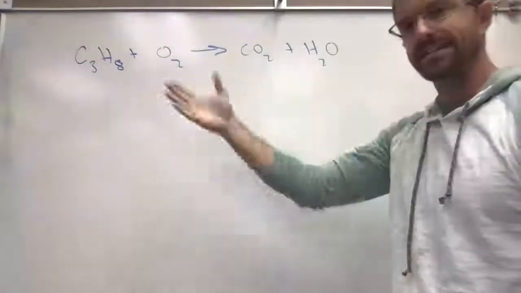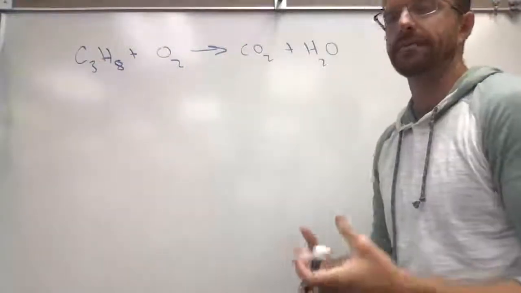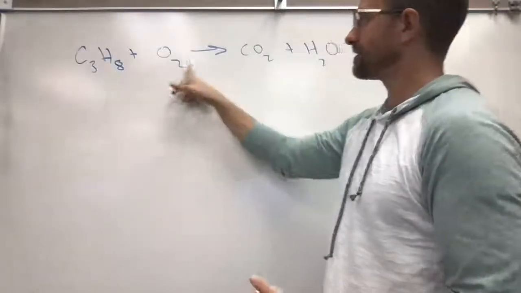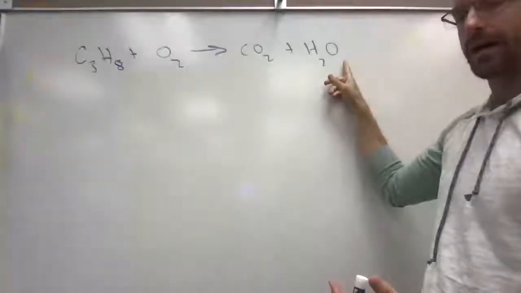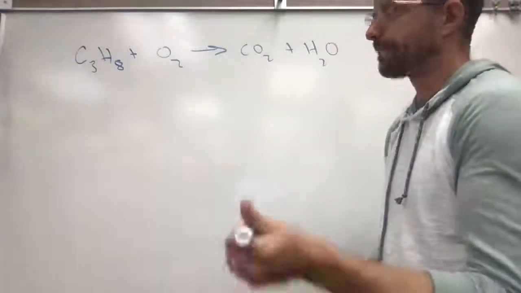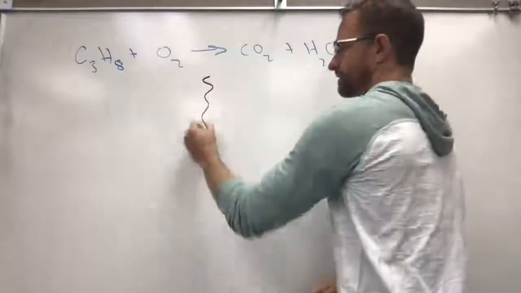Notice I didn't put any states on this one. You don't really have to have the states to balance, but it does tell us more about it. Propane is a gas, oxygen's a gas, carbon dioxide's a gas, and when it's hot, like it would be in a barbecue grill, water's a gas, right? So all of these would be gases if we wanted to put that in. Same thing as before. Let's do an atom inventory.